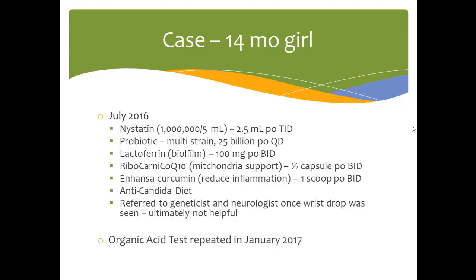There are many other ways that you can choose to treat candida. There are natural options: grapeseed extract, oregano oil, and Biocidin is a product I use a lot with patients. But with this little girl I wanted to get in there and get it out quickly, and so we chose nystatin, a fairly high dose for her age. Also a 25 billion multi-strain probiotic, lactoferrin as a source of addressing biofilm, some ubiquinol CoQ10 for mitochondrial support, and Enhanza to reduce inflammation, plus an anti-candida diet. Then I referred her to the geneticist and neurologist, and they ultimately weren't helpful.